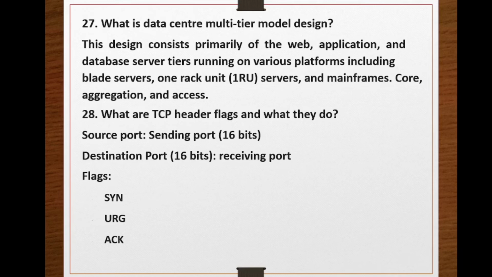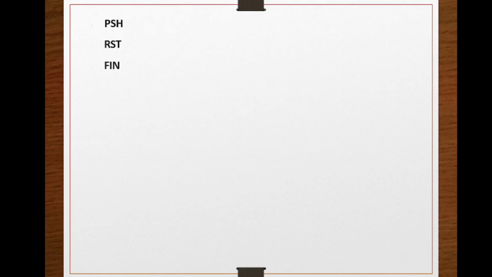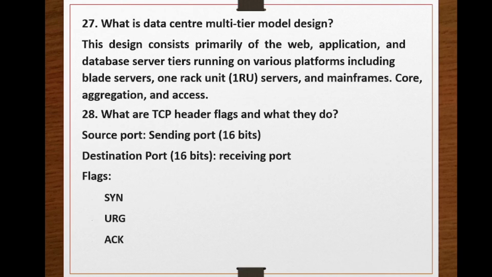What are the TCP header flags and what do they do? Very important question. I even faced this question when I was interviewing for the SOC analyst L1 position. They will ask about TCP header flags and what they do. Source port, the sending port, is 16 bits, and destination port is 16 bits. There are the SYN flag, urgent flag, acknowledge flag, push flag, reset flag, and FIN flag.